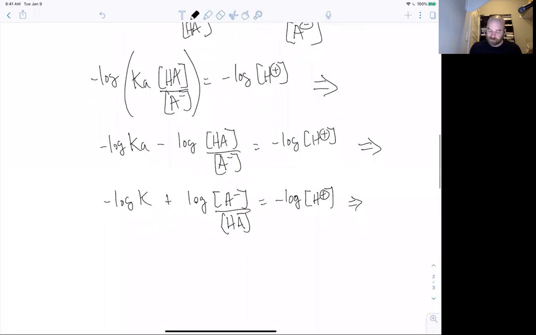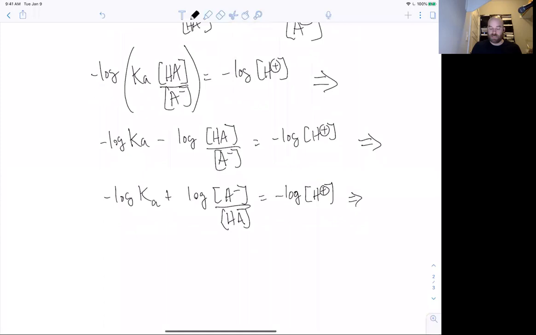All right. So I end up with this. I flip those over to get this positive. And then what I end up seeing is that this negative log action, we call that the P, so negative log of H plus, we can call that the pH because that's by definition the pH. And we can call this term over here negative log Ka. That's the pKa. And we leave this term alone. And we end up with this nice expression here.